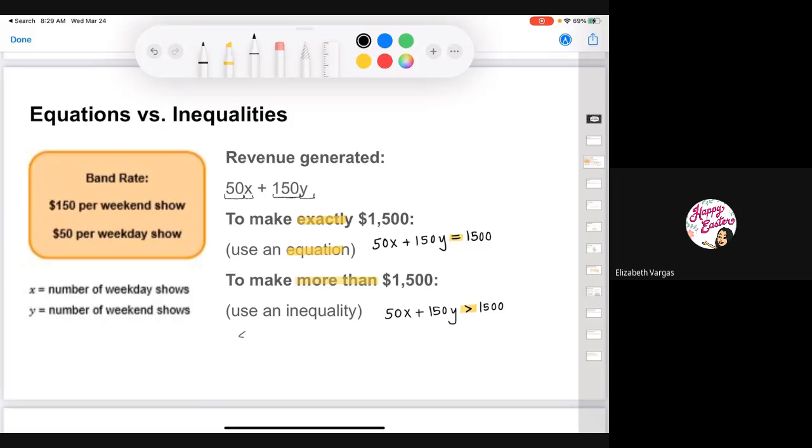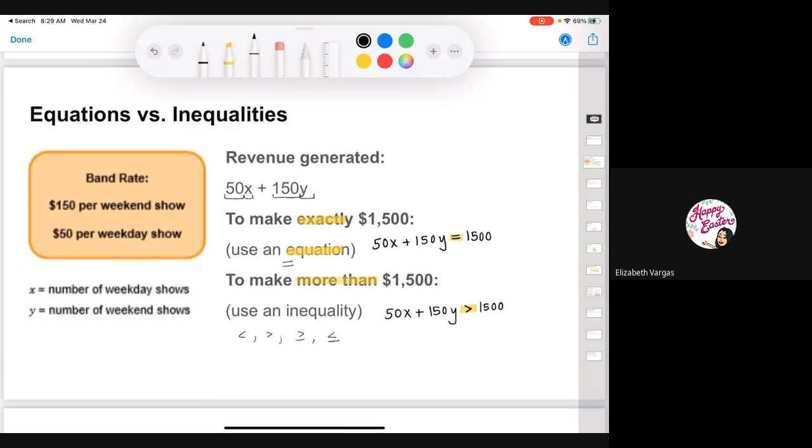Inequalities take the form of less than, greater than, less than or equal to, or greater than or equal to. An equation uses the equal sign, while inequalities use all these different signs. We use an inequality whenever we're asked to identify how many shows they need to make more than, and we use an equation whenever it's exactly the amount. So exactly is represented by the equal sign, and more than or less than is represented by the inequality signs.